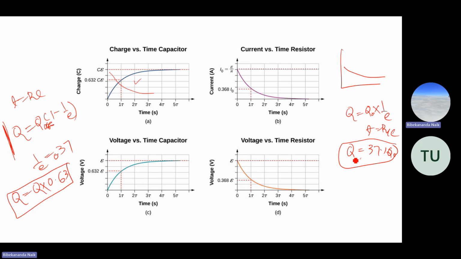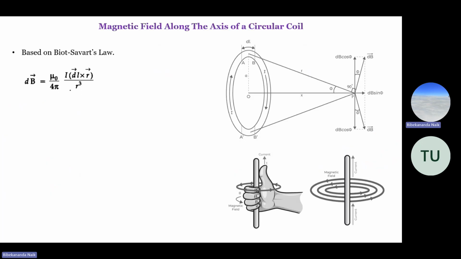So these are a few concepts related to the time constant of an RC circuit. Now let's consider the second experiment. This is how to calculate the magnetic field along the axis of a circular coil. Now we know there is a law in magnetostatics which is known as Biot-Savart's law, and it gives the value and direction of the magnetic field for any portion of a coil carrying current.